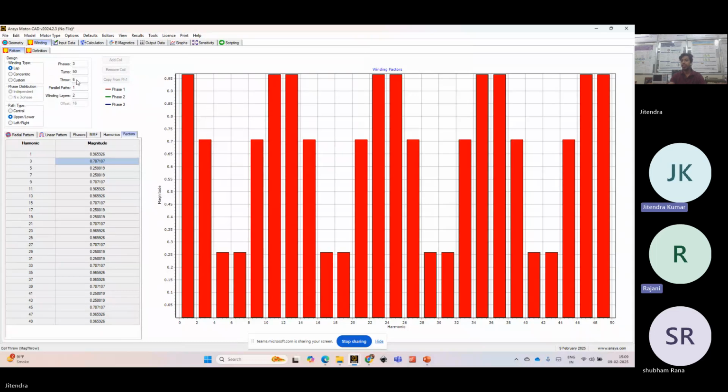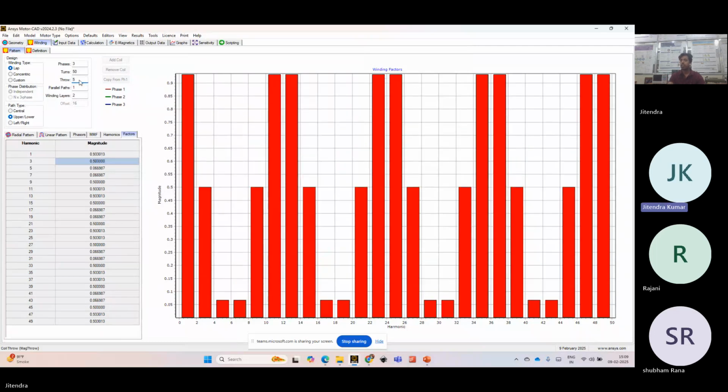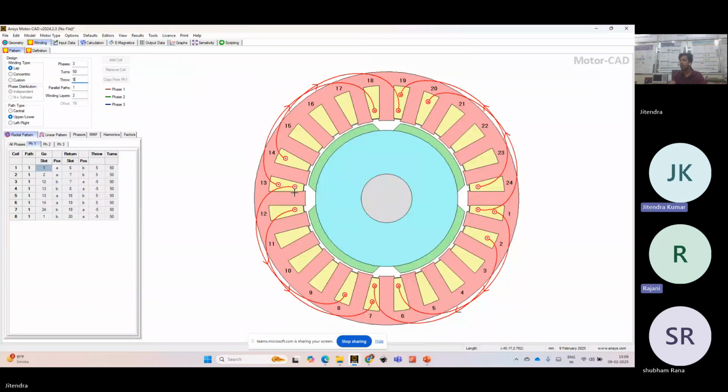So let's see what happens if you reduce your throw. We are shorting it by 1 slot, so now our throw should be 5. I have reduced the throw value from 6 to 5, so I have shorted my winding by 1 slot. How does it look now? Earlier it was coming out of 14 and going into 19, right? Now it is going to 18. So one slot will be taken by some other coil. That's how one slot is shorted.